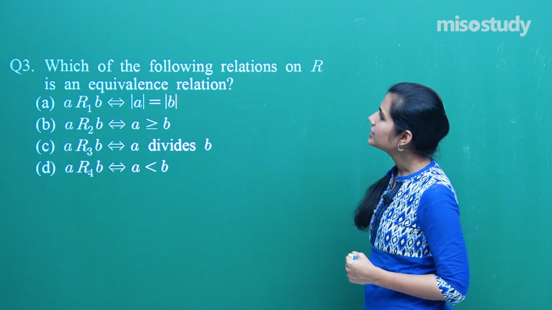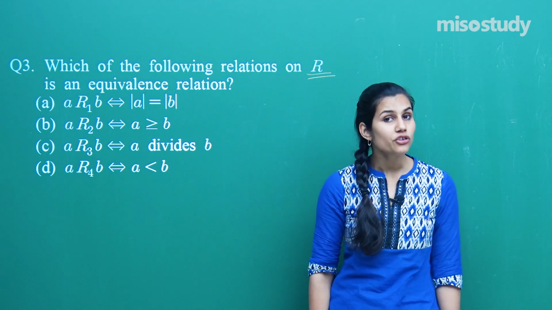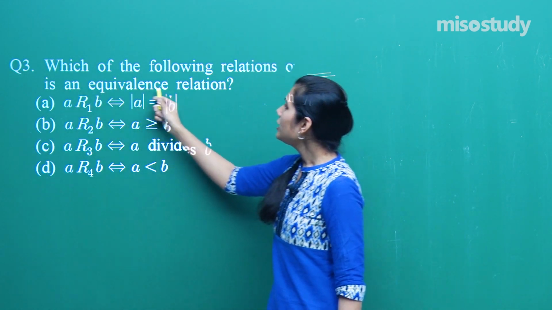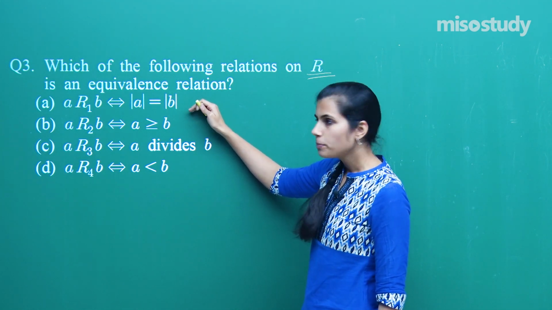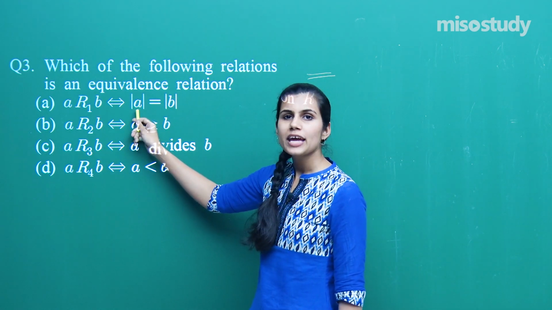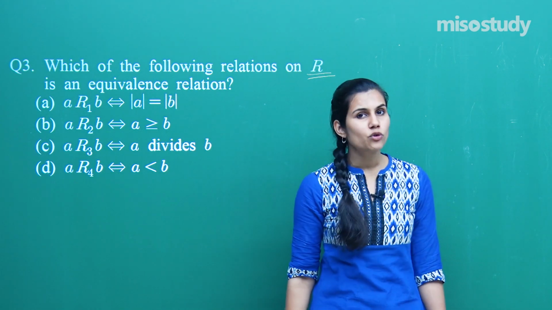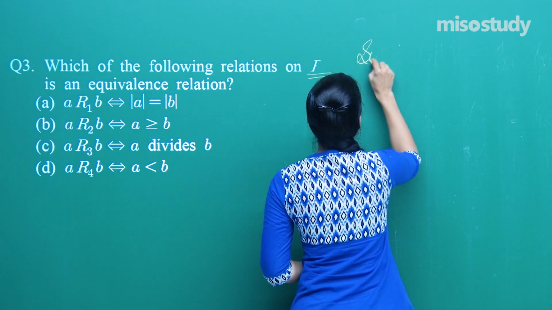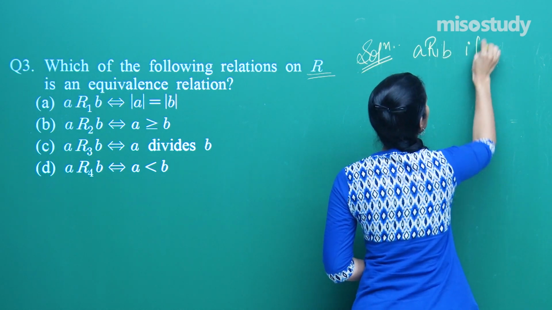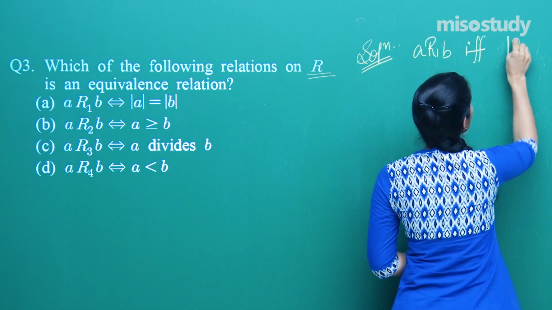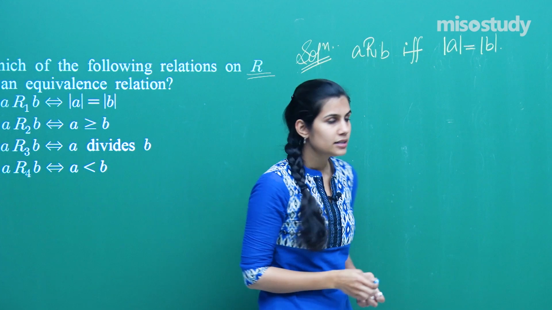The next question says, which of the following relations on R, here R is standing for the real line, is an equivalence relation? In R1, A is related to B if and only if distance of A from 0 is equal to distance of B from 0. Let's see if R1 is an equivalence relation or not. It says A is related to B if and only if distance of A from 0 is equal to distance of B from 0 on the real line.